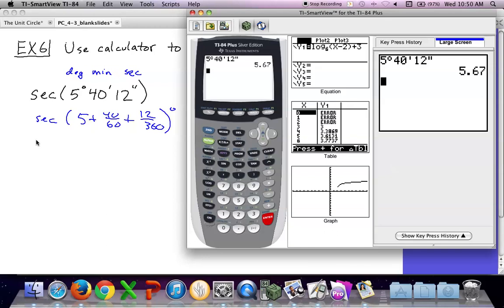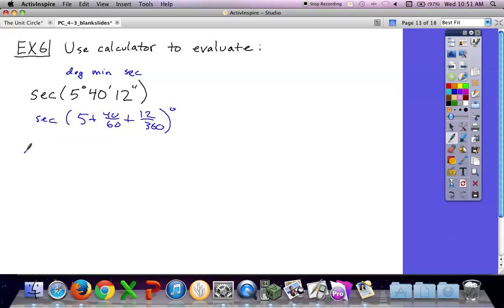Okay, now how are we going to do secants? Because we weren't asked to find the decimal form of the degree, right? We were asked to find the secant of 5 degrees, 40 minutes, 12 seconds. How do you find secants? We did it in the homework last night. John? It's 1 over cosine, right? So that would be 1 over the cosine of 5 degrees, 40 minutes, and 12 seconds. Or, since we just did this, 1 over the cosine of 5.67 degrees.